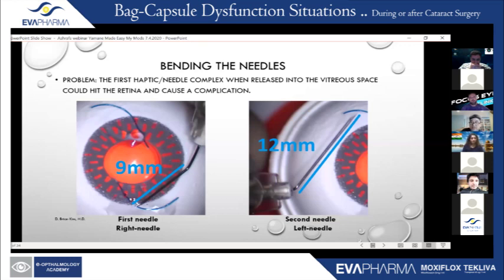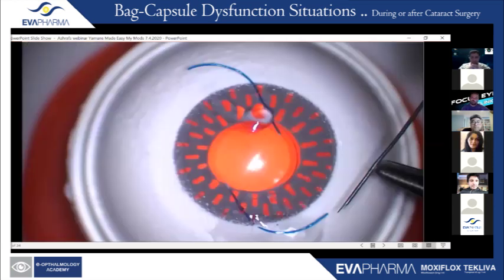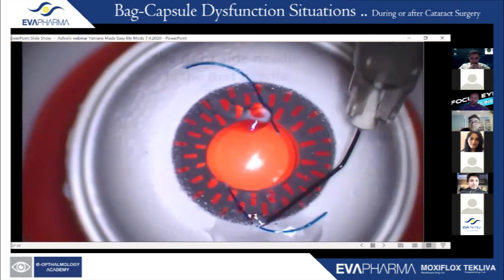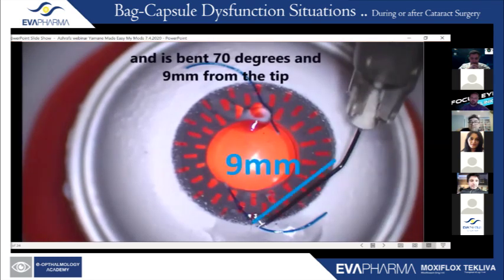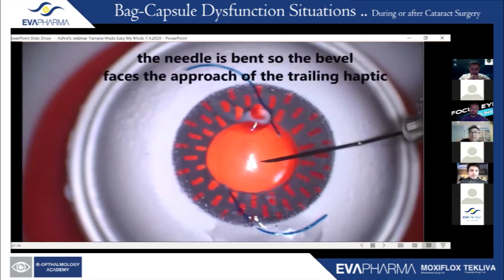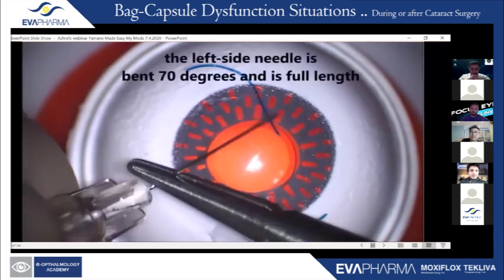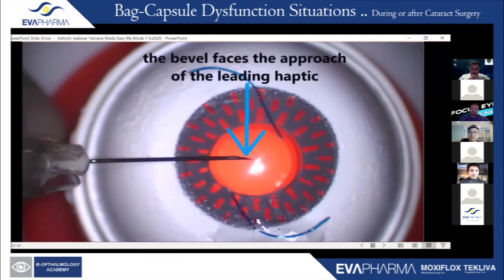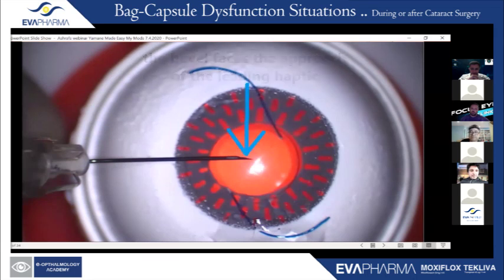The second needle is going to be left longer, which is 12 millimeters. And so this illustrates the point. The right side needle is the first needle, and it's bent 70 degrees and 9 millimeters from the tip. And you can see the bevel. The needle is bent so the bevel faces the approach of the trailing haptic. The left side needle is bent 70 degrees and it's full length, and the bevel faces the approach of the leading haptic. Now note that this is the opposite order as Dr.